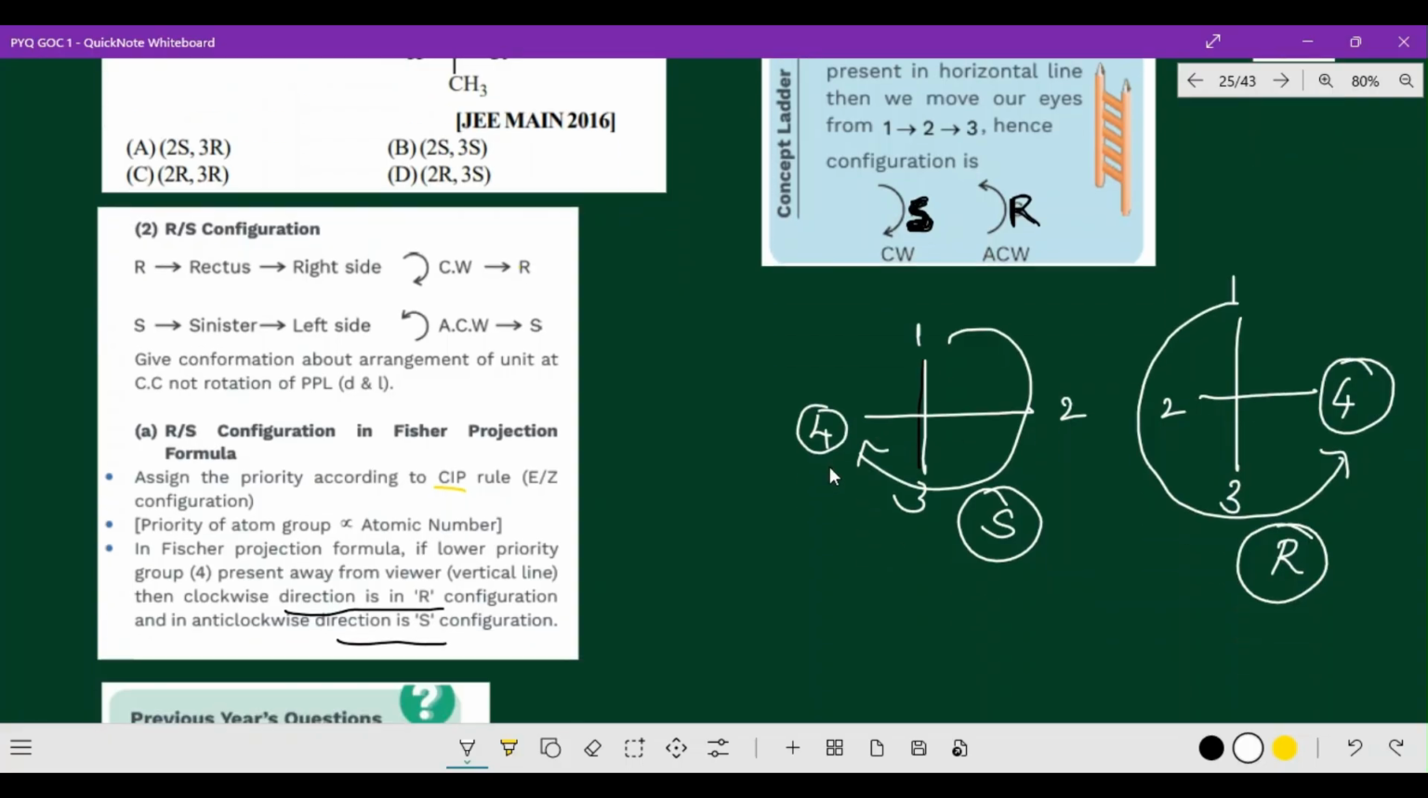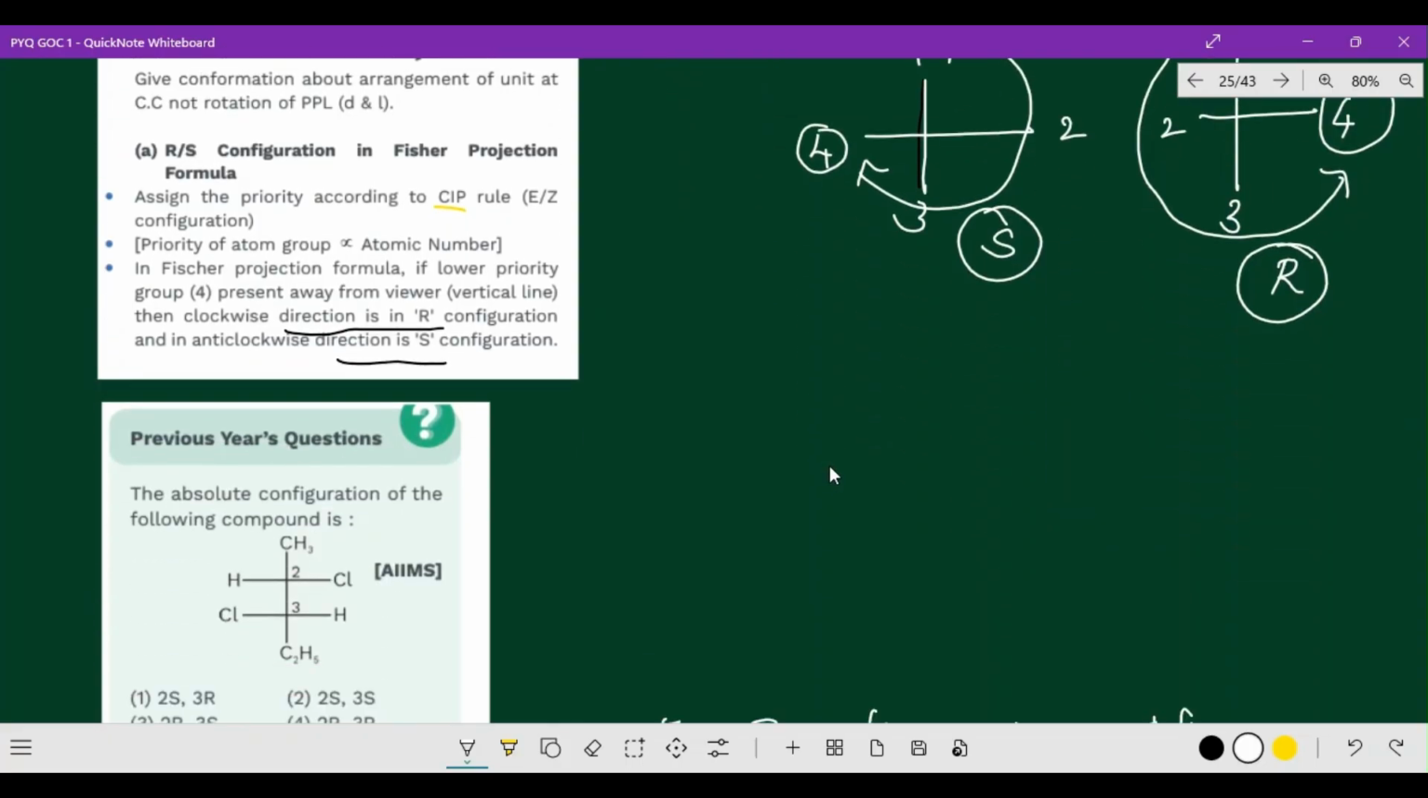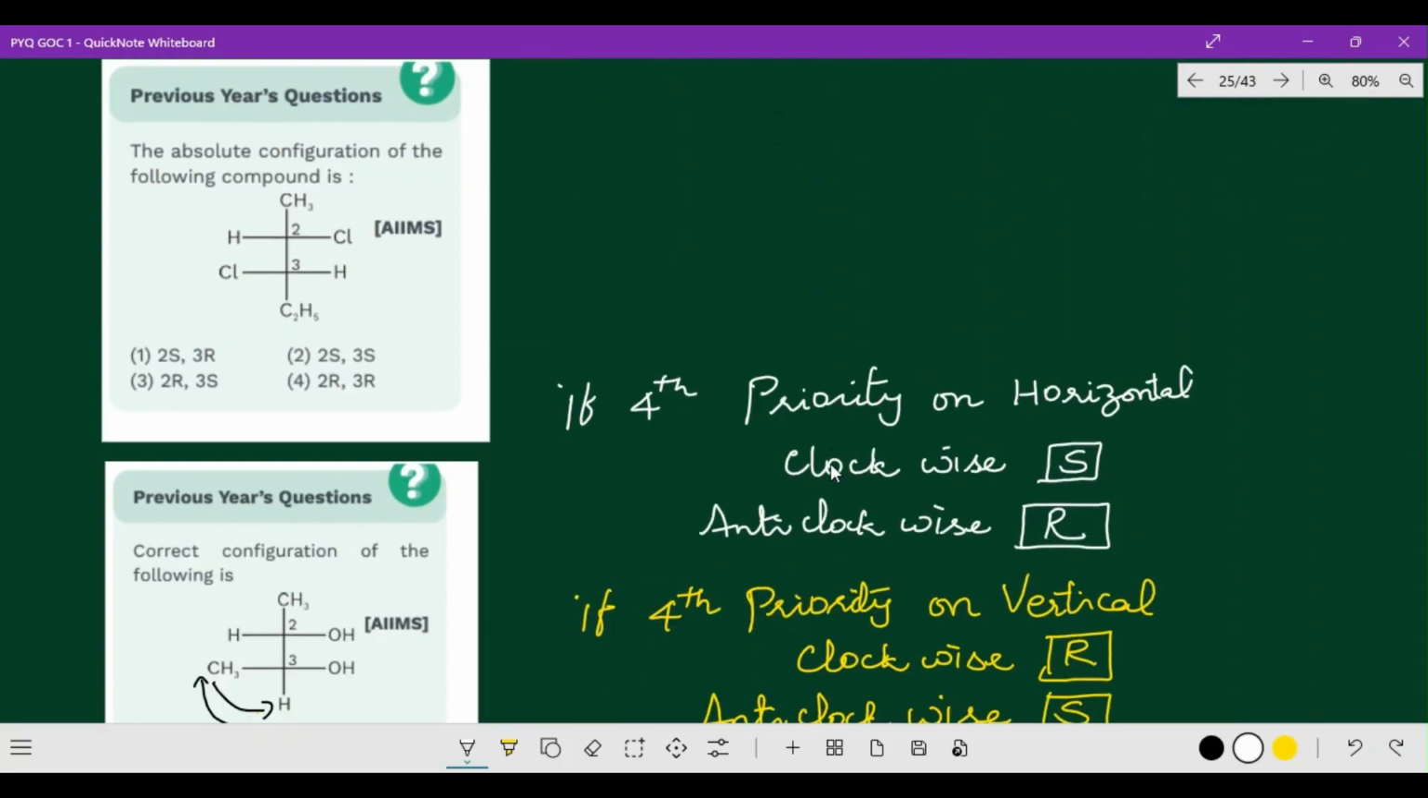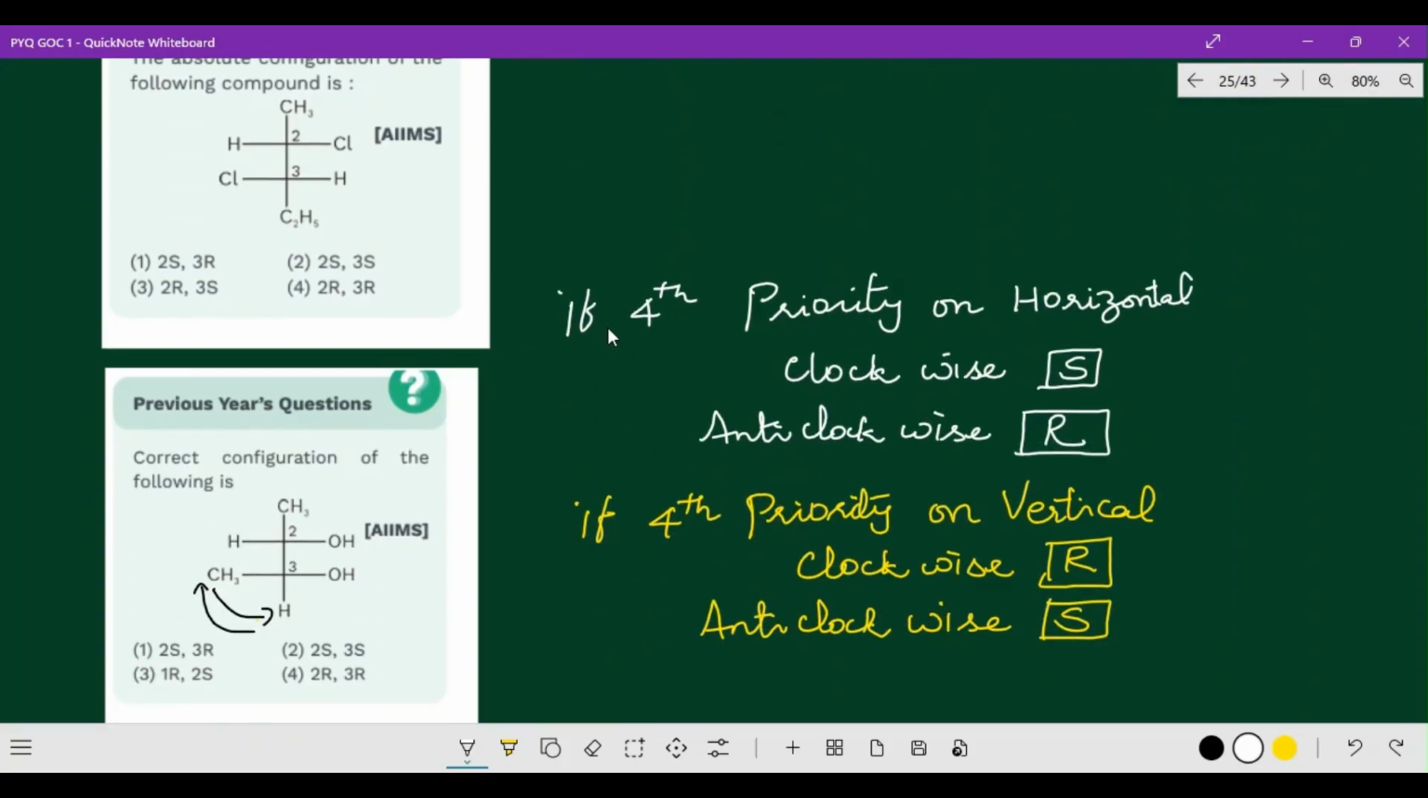We can go for more examples so that we can identify. Here I have given a clear idea. If the fourth priority is on the horizontal line, clockwise direction is S and anti-clockwise direction is R. In the same way, if the fourth priority is on the vertical line, clockwise means R and anti-clockwise means S.